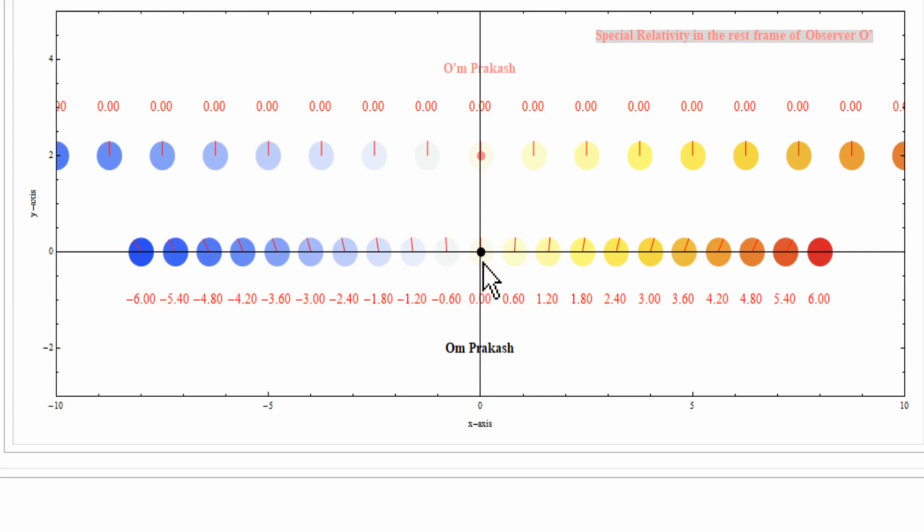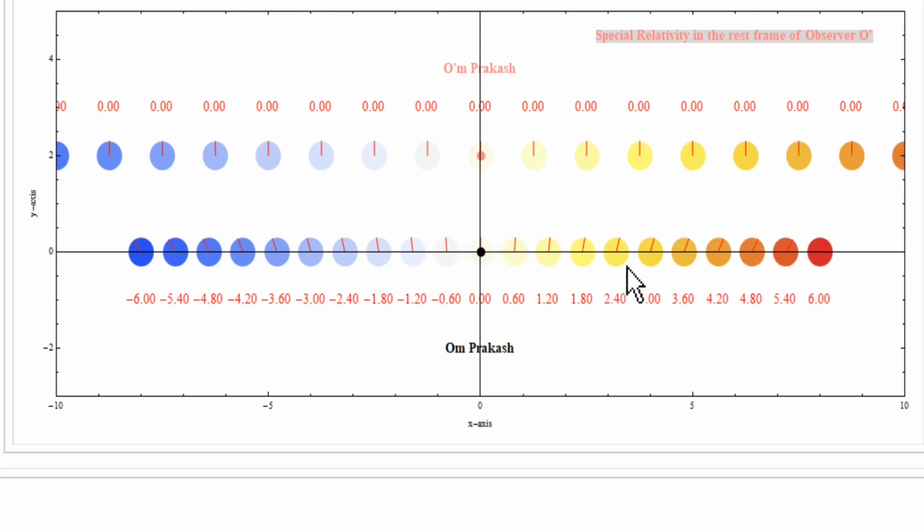Once again, we see that Om Prakash and his friends appear to be moving to the left. In the direction of motion, the clocks on the platform appear to have a phase lag, that is, they appear to be behind in time. And the clocks opposite the direction of motion appear to be further and further ahead in time, that is, their times are ahead of Om Prakash's clock.